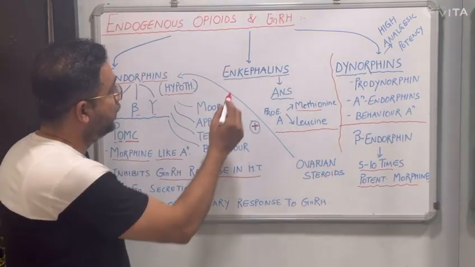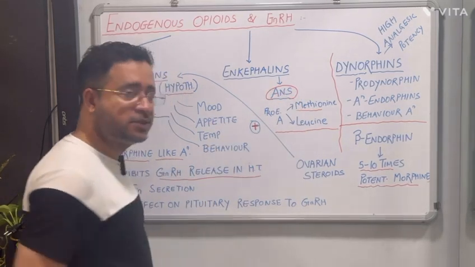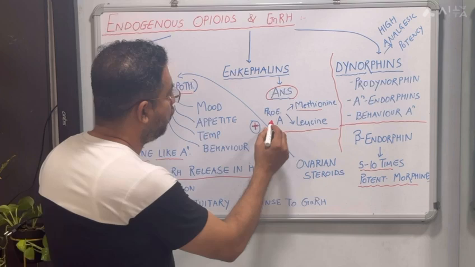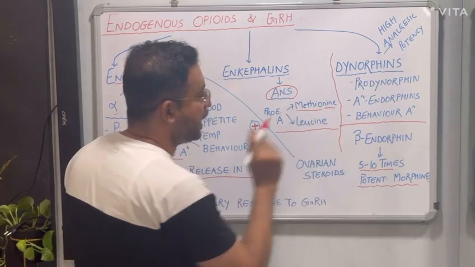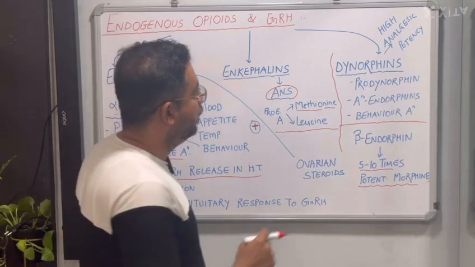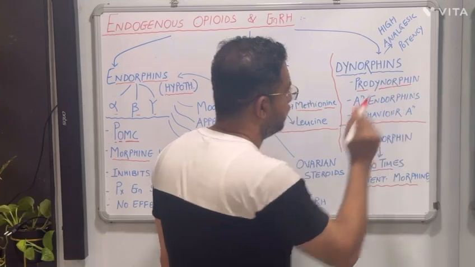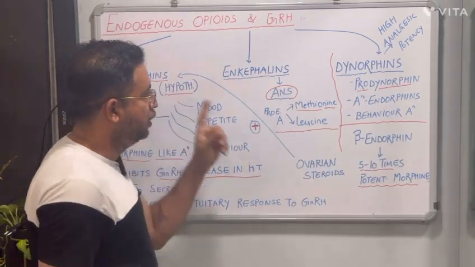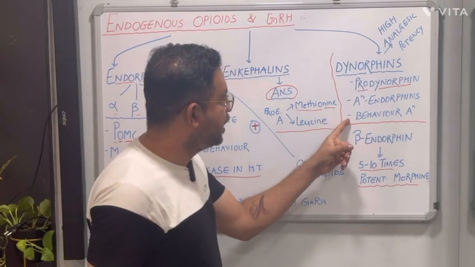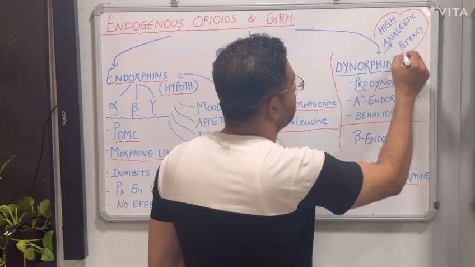The next opioid is enkephalins. Basically, it controls the autonomic nervous system. It is derived from pro-enkephalin A and it has methionine and leucine enkephalin. Dynorphin has a precursor molecule, pro-dynorphin. The action is similar to endorphin. Basically, it is related to behavioral action, but it has a very high analgesic potency.